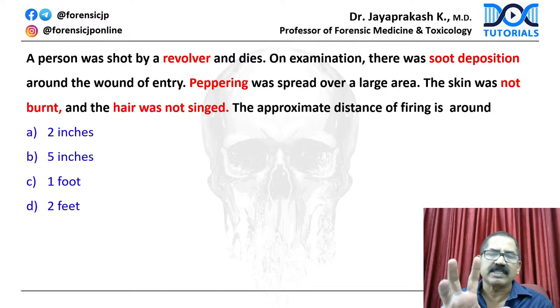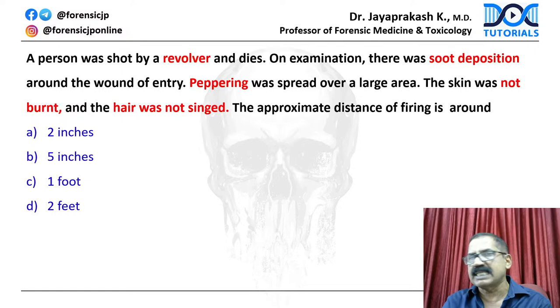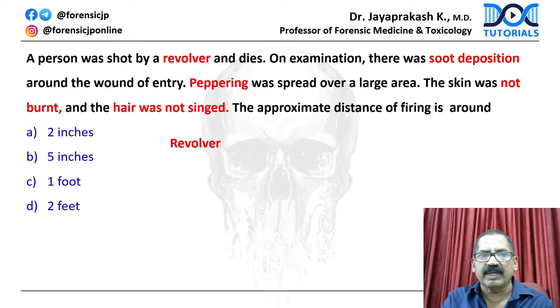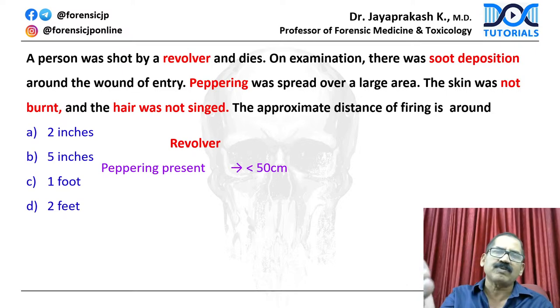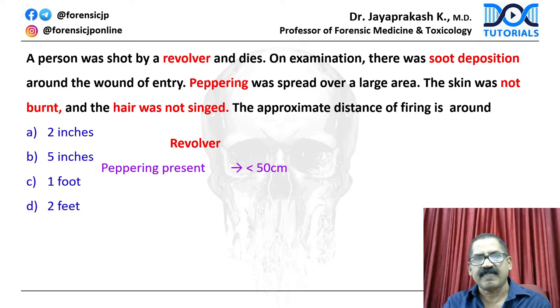Now, it is an innocent level question. It is a revolver, a handgun. I told you, with a revolver, flame goes up to 8 cm, smoke goes up to 15 cm, and these powder particles go up to 0.5 meter. Now, peppering was spread all over a large area. So, peppering is present up to 50 cm. So, we can say that it is less than 50 cm.